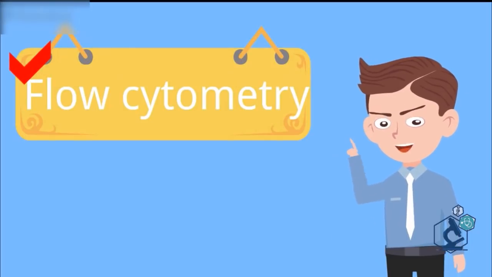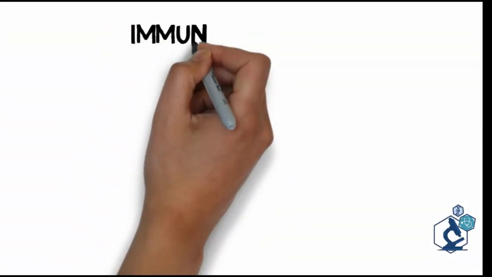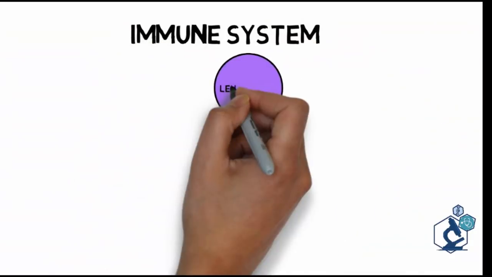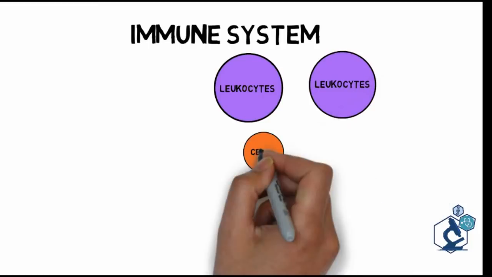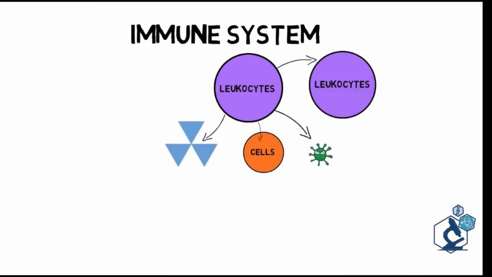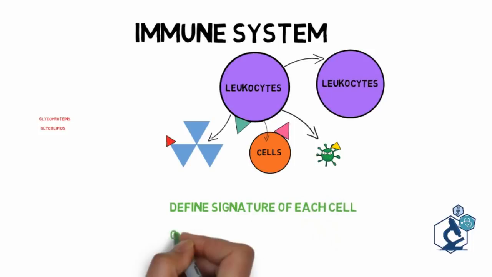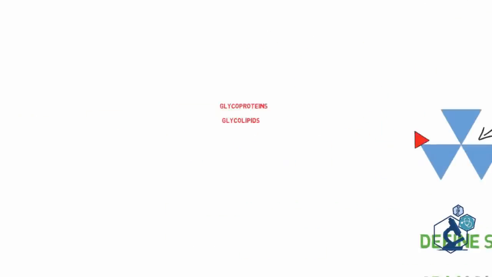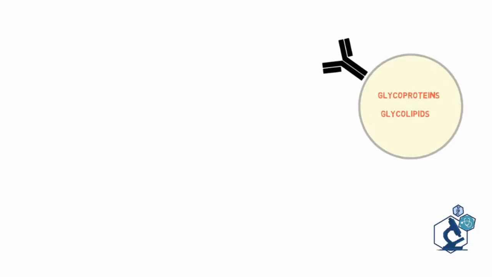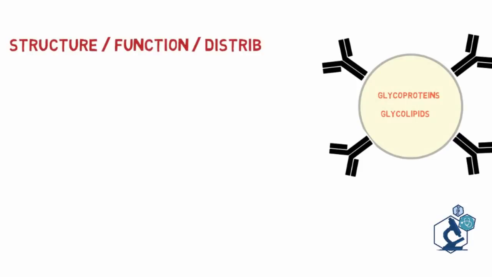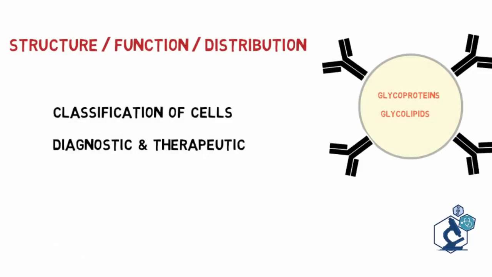So what are CD markers? The immune system works through leukocytes interacting with each other, with other cells, with infectious agents and with other antigens. These interactions are mediated by cell surface glycoproteins and glycolipids. It is these proteins and lipids that define the signature of the cells and are known as CD markers. Antibodies against these proteins and lipids have provided powerful tools for analysis of their structure, function, and distribution. They provide an essential classification for diagnostic and therapeutic purposes and have been used widely in hematology, immunology, diagnosis, and therapy.